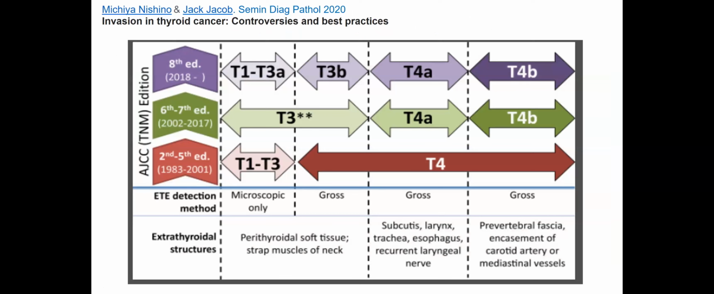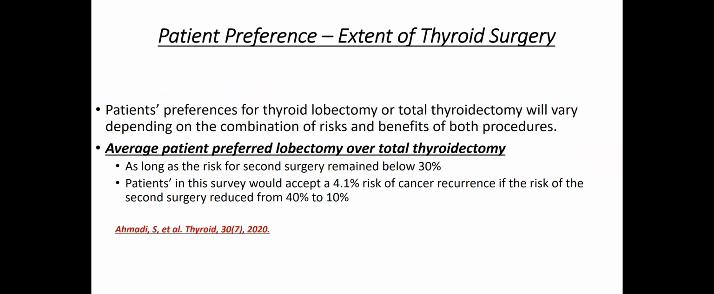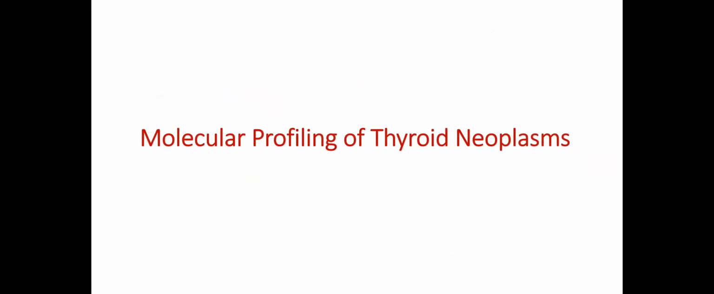Also, this has changed how we do the staging of thyroid cancer. So the gross extrathyroidal extension is required, which is seen by the surgeon in the operative room, to switch somebody from T3A to T3B. So this has also changed. Plus, the patient has a high preference for lobectomy over total thyroidectomy. One of the reasons is that even an experienced surgeon who does many thyroidectomies has at least a 6% chance of causing hypoparathyroidism, which is a very complicated issue.